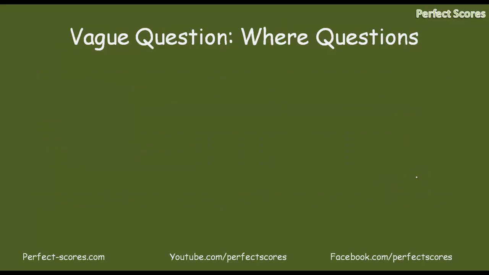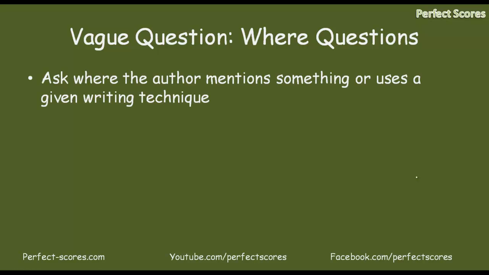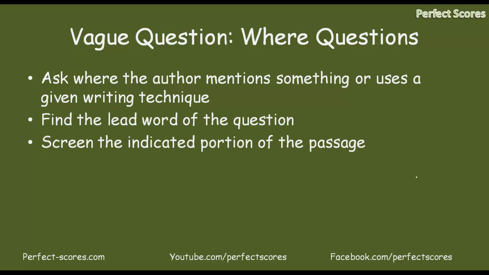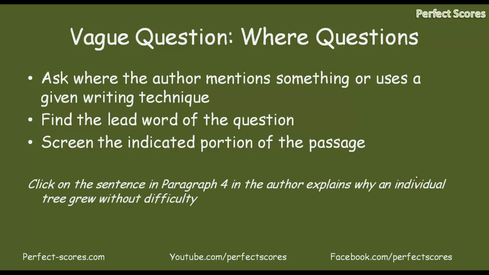The next question type is a vague question, that is where questions. So these kinds of questions ask where the author mentions something or uses a specific given writing technique. You find the lead word of the question and attempt it. Screen that indicated portion of the passage. For example, click on the sentence in paragraph 4 in which the author explains why an individual tree grew without difficulty. Okay, so what you have to do is just go to that sentence and click on it. That sentence will get selected.